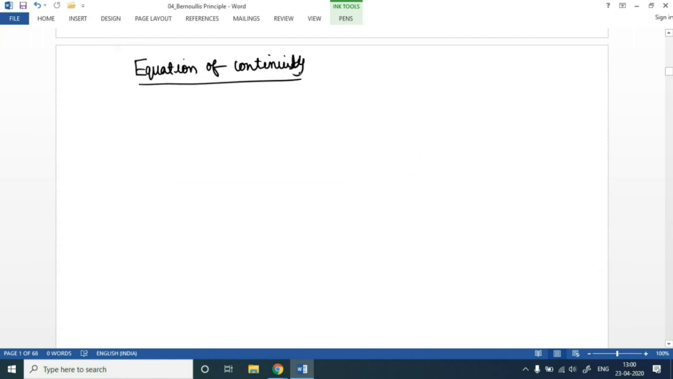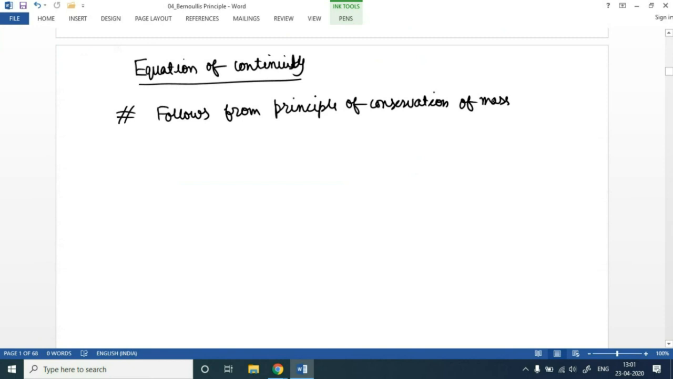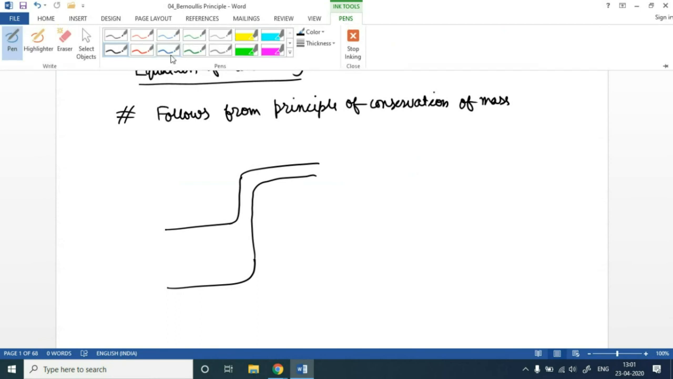Okay, equation of continuity. It simply follows from the principle of conservation of mass. Let's say, for example, we have some piping system which looks like this, and some liquid is flowing inside it.